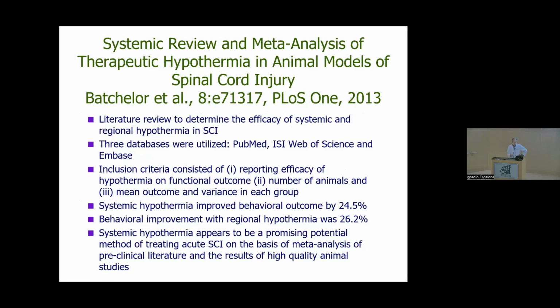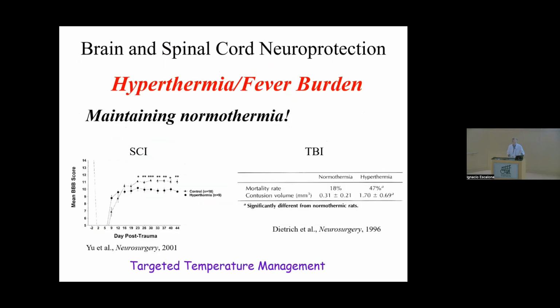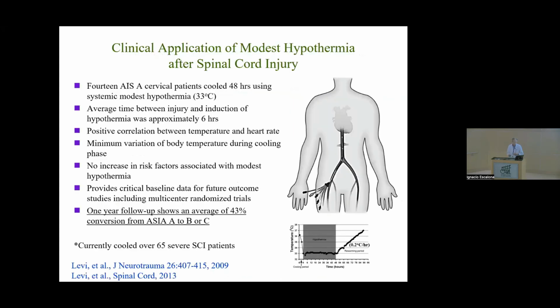Okay, so this is a systematic review and meta-analysis of therapeutic hypothermia, and one just came out yesterday. So people are still looking at both preclinical literature and clinical literature, and so far it all looks relatively positive. Here's the fever burden. You know, again, the importance of maintaining normothermia or hypothermia, or whatever you want to do. And here's spinal cord injury and TBI. In both cases, if you raise temperature, you aggravate outcome in these clinically relevant animal models. And again, these were some of the first data showing that. Okay, so of course, Dr. Levy was very interested in that.